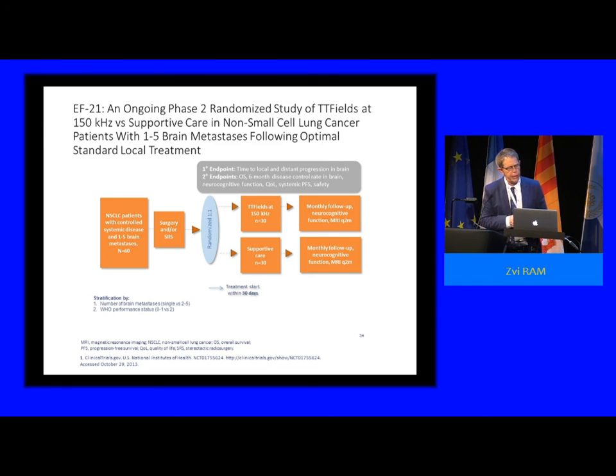And this is using 150 kilohertz frequency, because this is optimized for the use in non-small cell lung cancer. And patients with 1 to 5 brain metastases after receiving their optimal treatment. So it can be radiosurgery, it can be surgery, whatever it is. Patients are randomized to receive TT fields or just supportive care based on standard of care. And the endpoint of this study is time to local and distant progression in the brain.